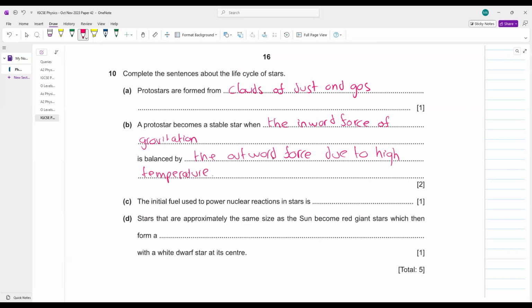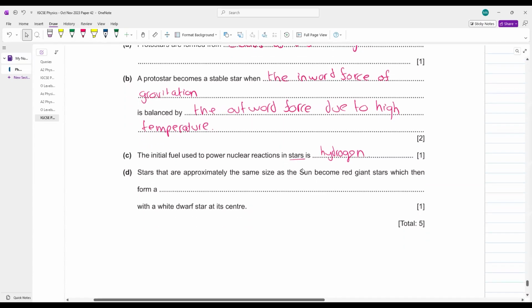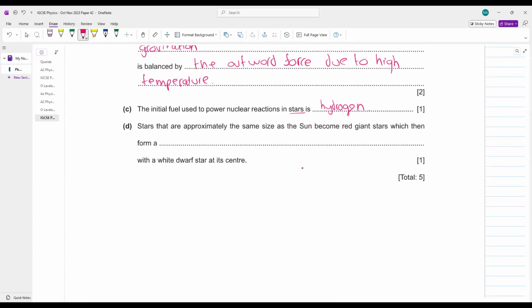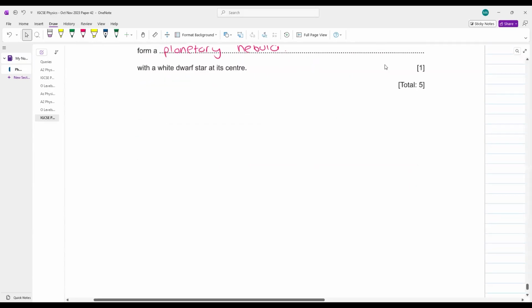The initial fuel used to power nuclear reactions in a star is hydrogen. बेटा हमेशा हाइड्रोजन जो है वो first of all nuclear fusion create करवाता है in the star. Stars that are approximately the same size as the sun become red giants, which then form a planetary nebula with a white dwarf at its center. Simple as that. Nothing complicated. If you have any questions, you can ask in the comments below.